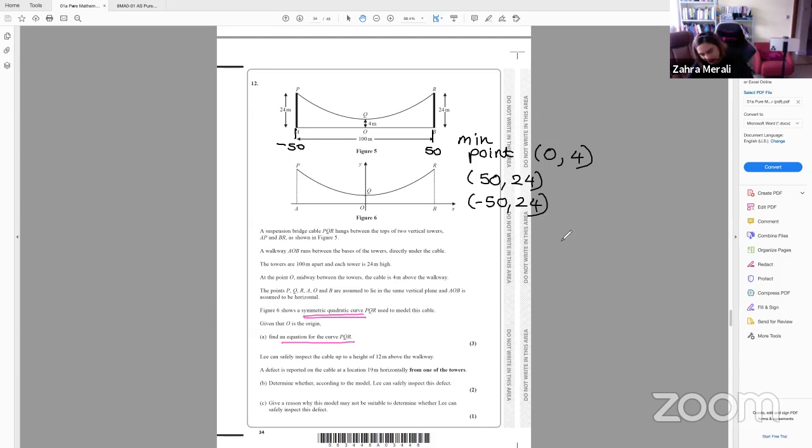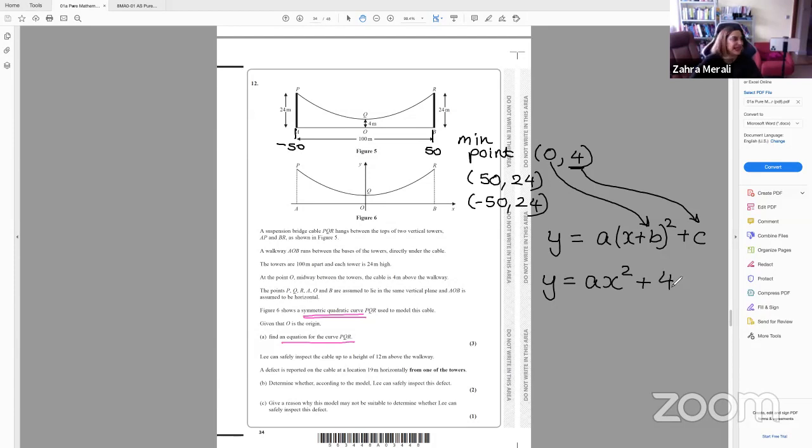Positive quadratic, so my brain is first going to write y equals a(x plus b) squared plus c. But we know the c is going to be 4, because that's how I find my minimum point. And I know that b is going to be 0. So we know it's going to be y equals ax squared plus 4, because the b is 0, because it goes through the origin in this case. And now we've made it easy because we've only got one unknown.